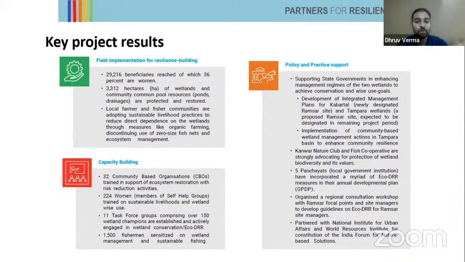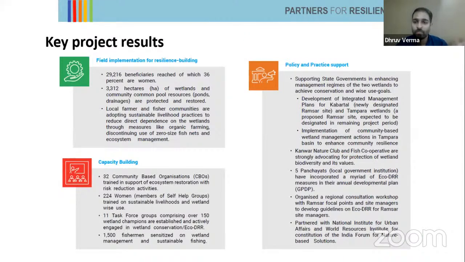We were able to protect and restore nearly 3,300 hectares of wetlands, and also those resources which are managed by communities, like village ponds and so on. And in terms of capacity building, it's basically about engaging with the community-based organizations, NGOs, and groups to build their capacities on ecosystem management, DRR, adaptation to climate change, smart livelihoods, and so on.